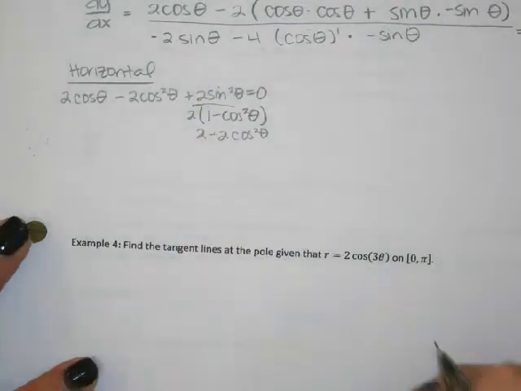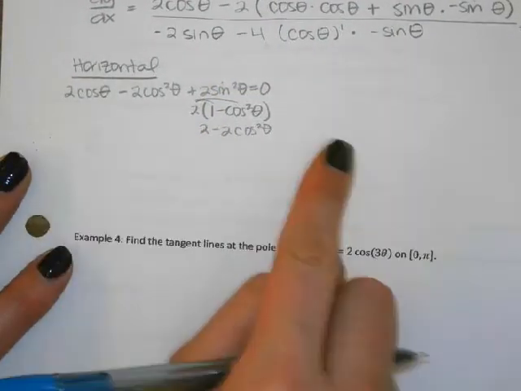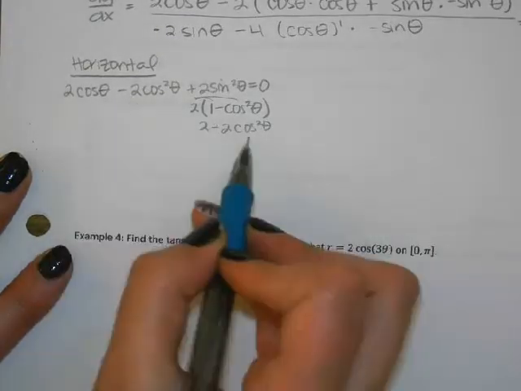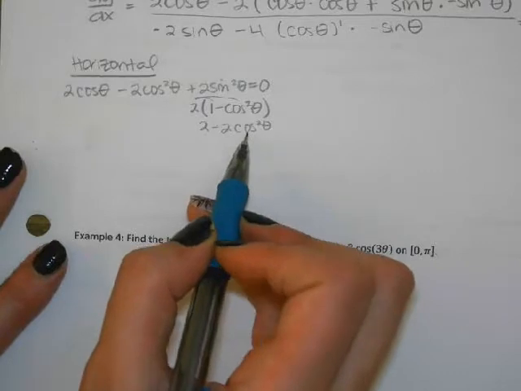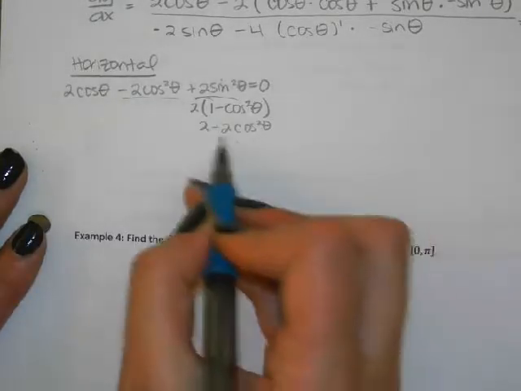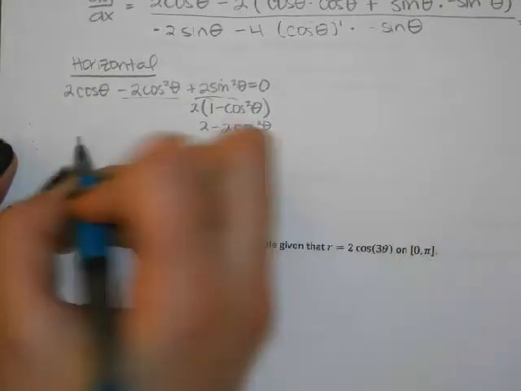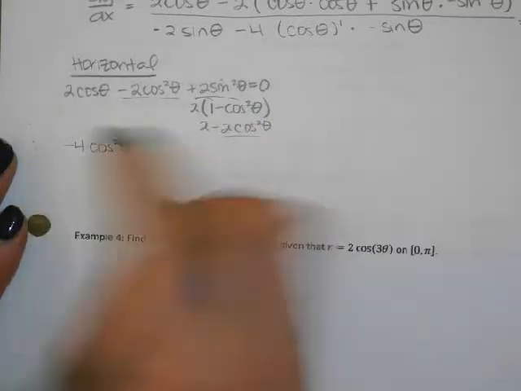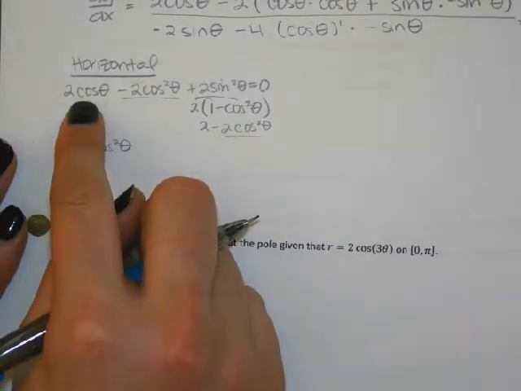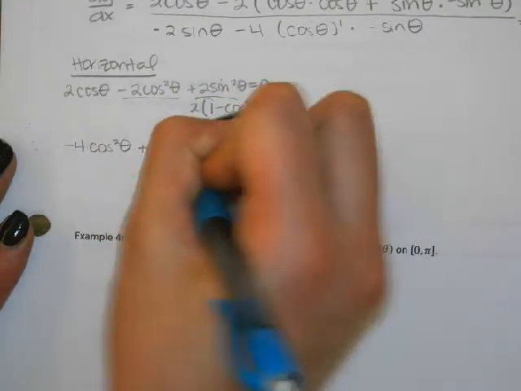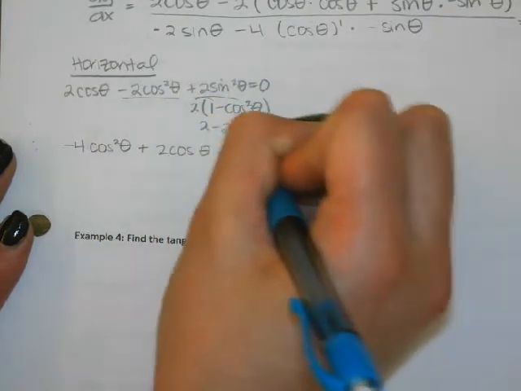Okay. So now if I think about the whole problem, I have negative 4 cos squared. You guys see it? Because I've got negative 2 right here and another negative 2 right here. Okay, so negative 4 cos squared, and then I have 2 cos, plus 2 equals 0.